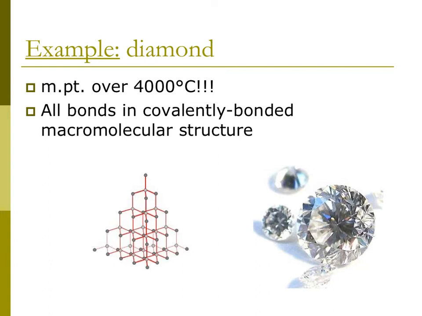Let's look at a couple of molecules as an example. First, let's look at diamond, which had a covalently bonded structure. It was sp3 hybridized. It is a macromolecule, a giant molecule in this case, and it has a melting point of over 4,000 degrees Celsius.